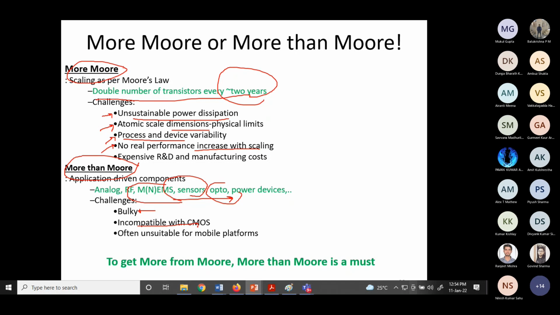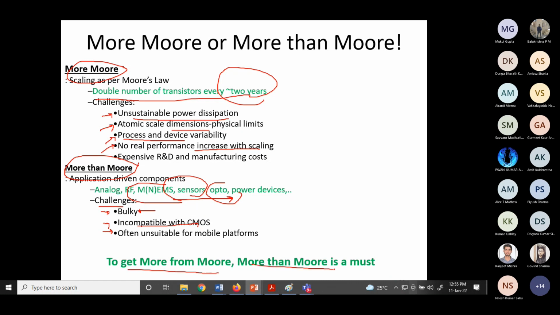So if you add those functionalities, that will create some additional challenges, but that is the way forward. So getting more from more than more is a must.